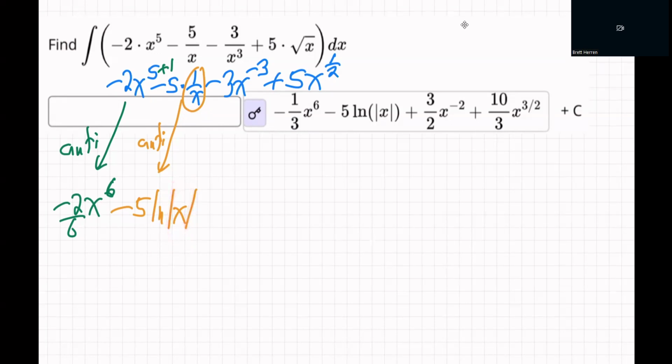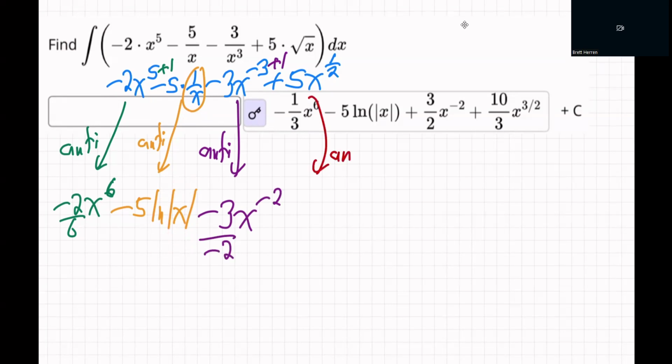Anyway, let's move on. The anti of this one, we're going to take this and we're going to add 1 to the power, make it minus 2, and then divide by that. And then the last part, the anti of that guy, I'm going to add 1 to the power. So that'll make it 3 halves, right? Because this is 1 half plus 2 halves is 3 halves.